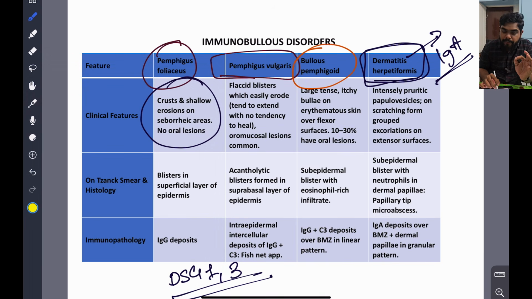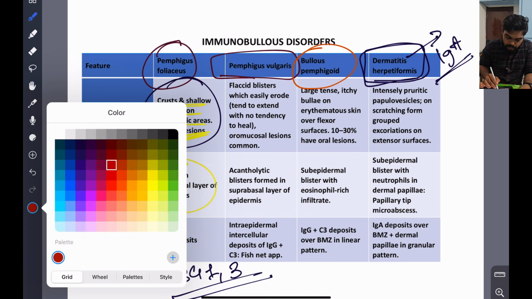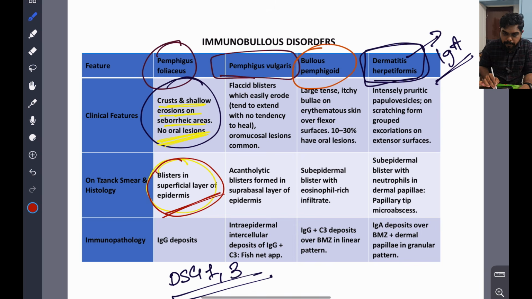Okay, so pemphigus foliaceus: crusts and shallow erosions on the seborrheic areas, no oral lesions. Blisters are in the superficial layer of the epidermis. And IgG deposits are there. Now pemphigus vulgaris.